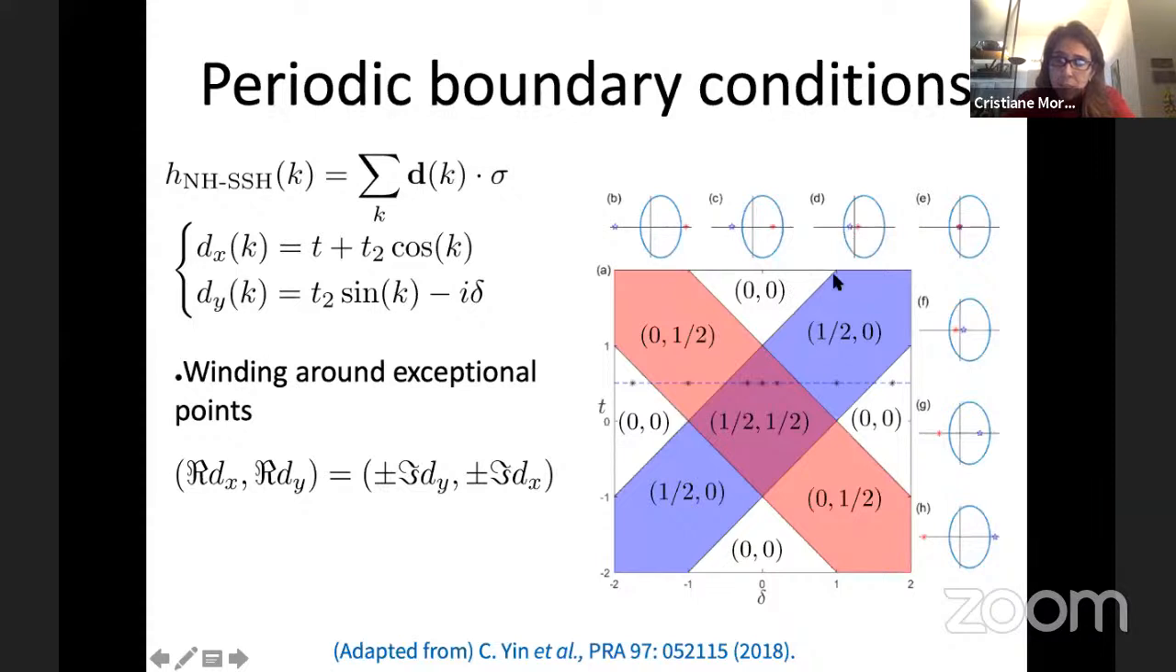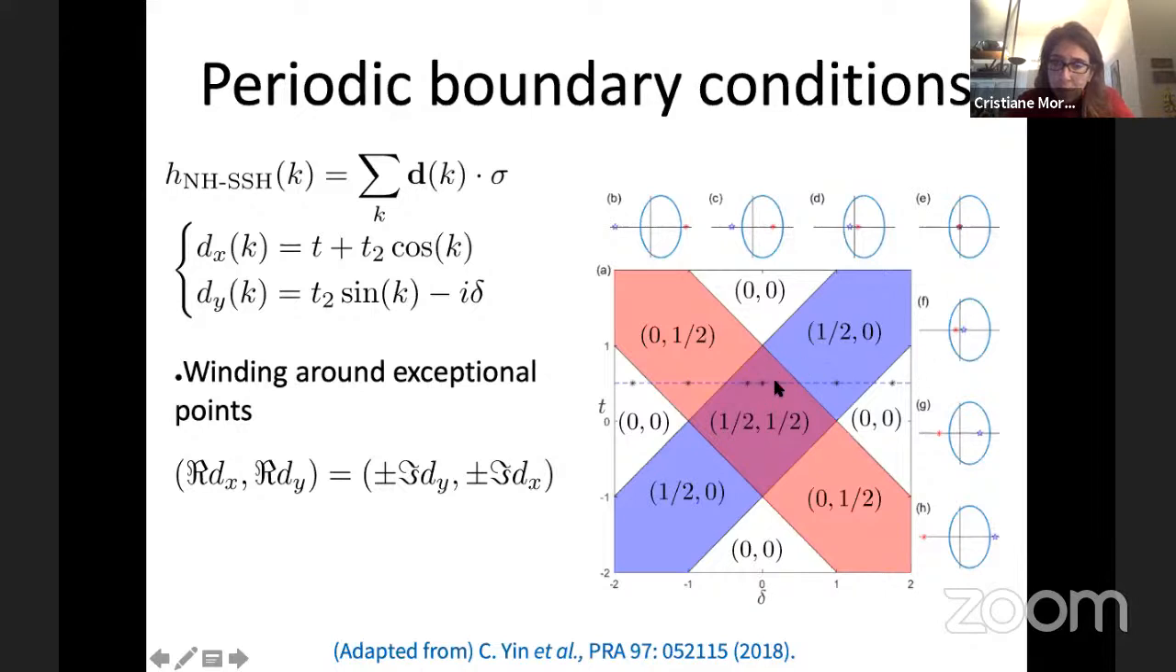If I am encircling both, I have 1/2 and 1/2. And now I go into the point when these two singularities are going to merge at 0. At this point, I recover the Hermitian case. It's the point where delta is equal to 0. And then they split again.